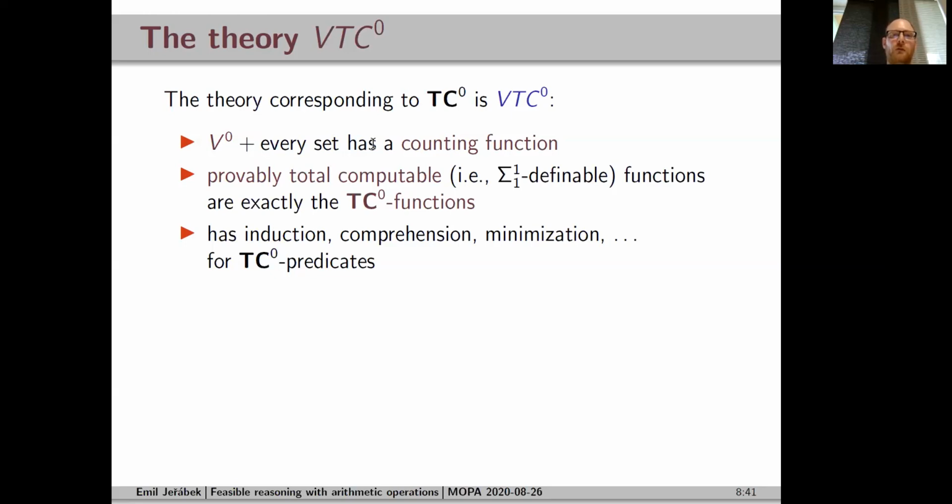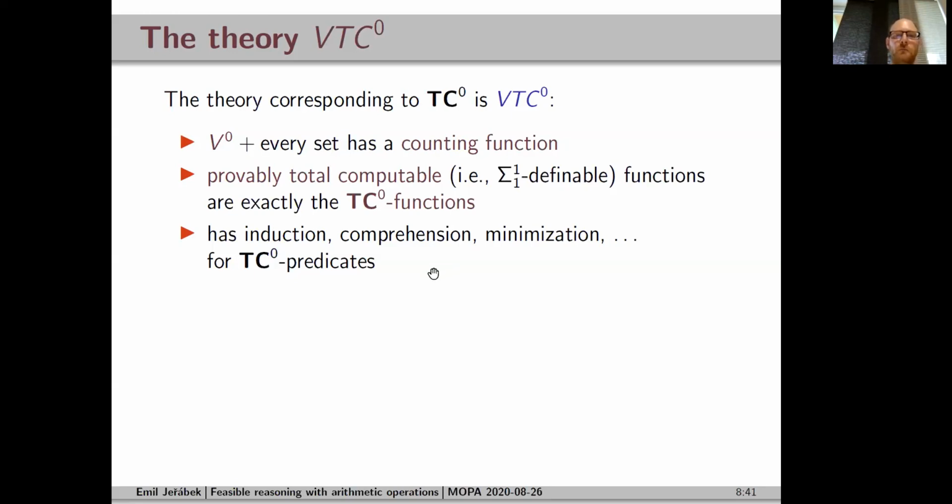And so this is formalized in such a way that we have a counting function which tells us for every initial segment of the set what is the number of elements in it, and this is given by a suitable recurrence, so we can just state it as a second order quantifier that there exists a counting function that has these properties. Then the provably total computable, which means sigma 1 definable here, functions of this theory are indeed exactly the TC0 functions.